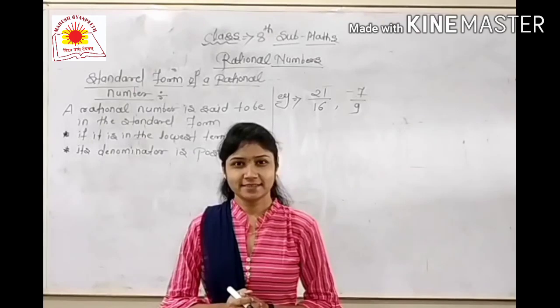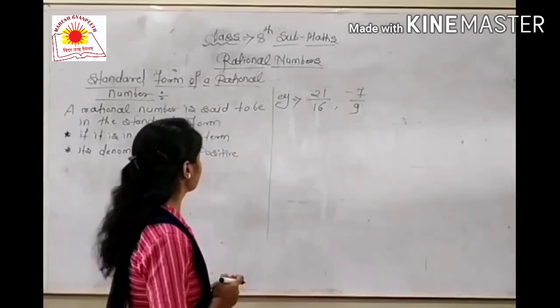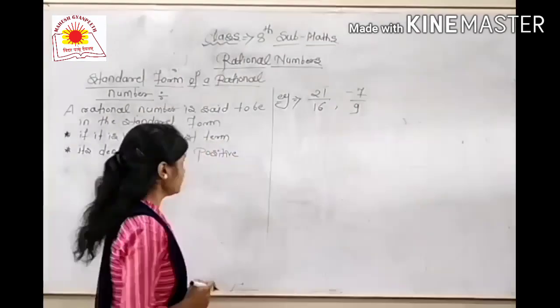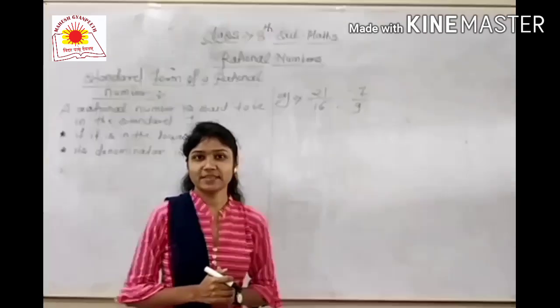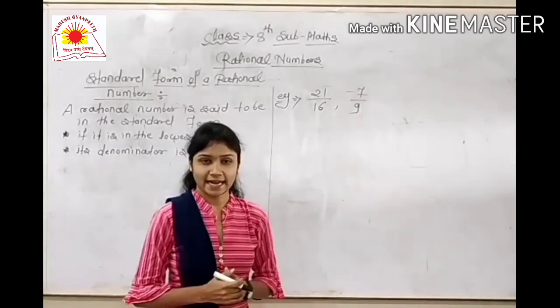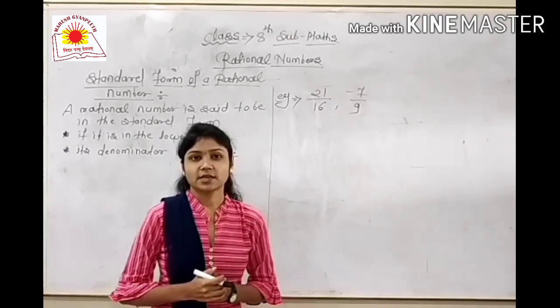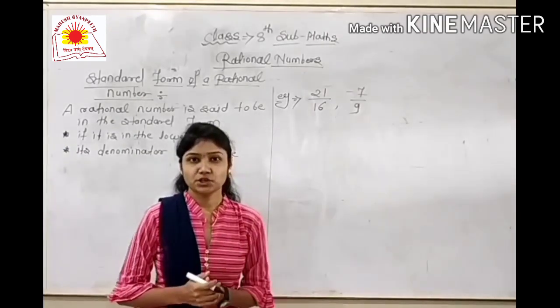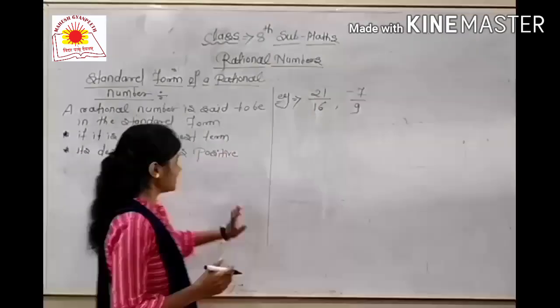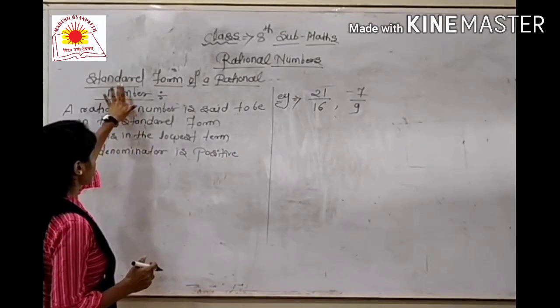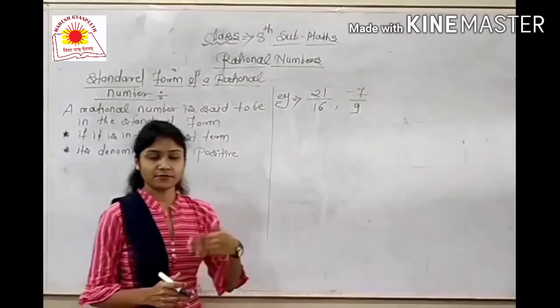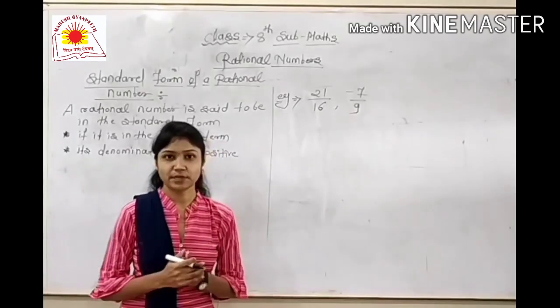Good morning, student. Today's topic is the standard form of a rational number. In your previous class, you learned about rational numbers, their properties, and positive and negative rational numbers. Now, in this class, we are going to learn about the standard form of a rational number. But first, we have to revise the previous topic.